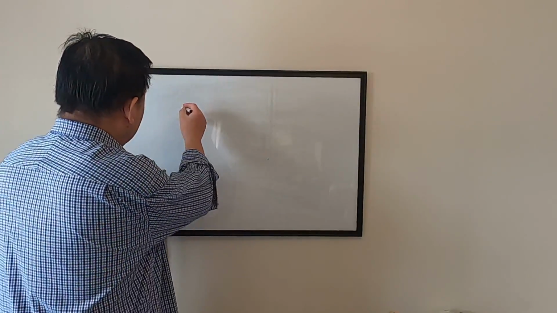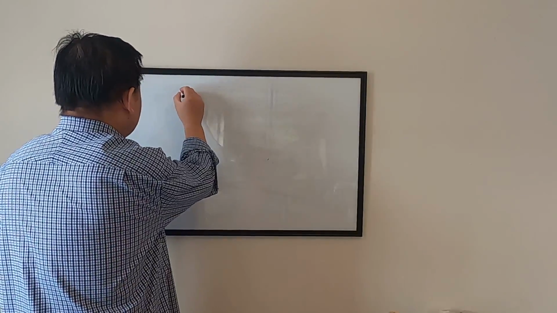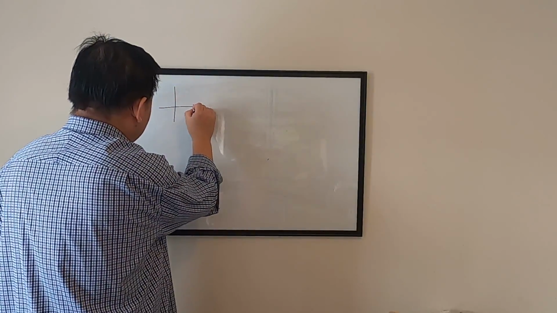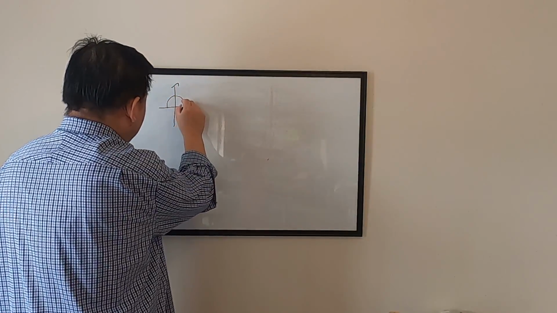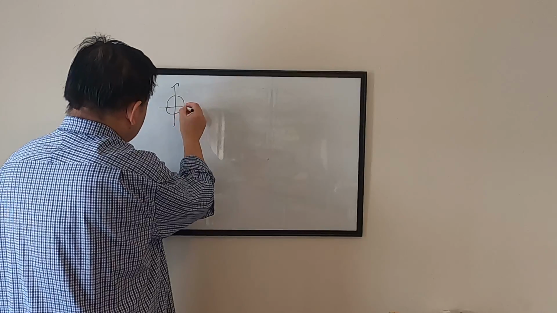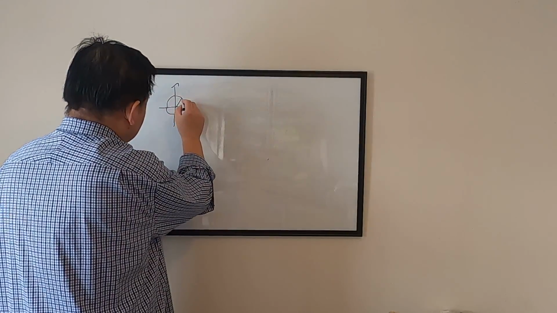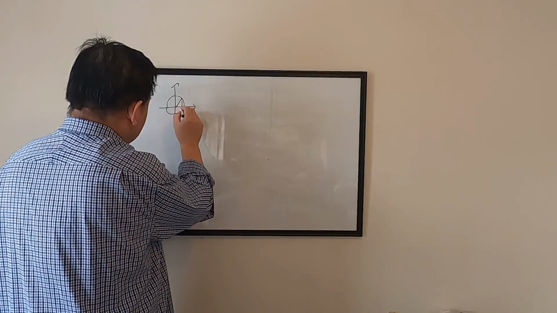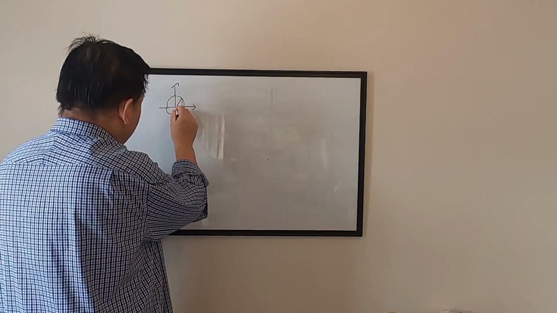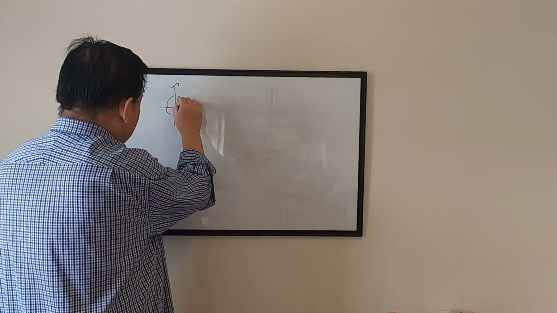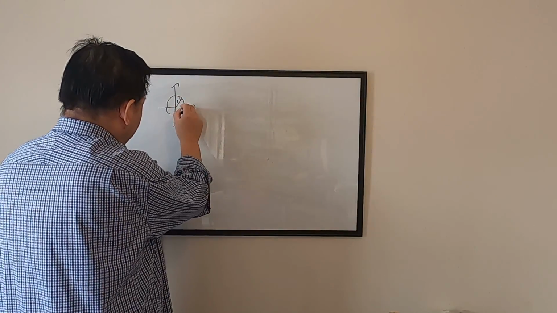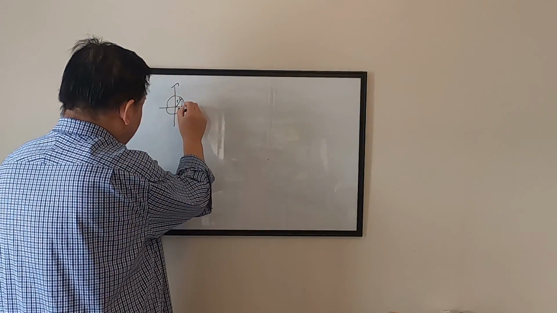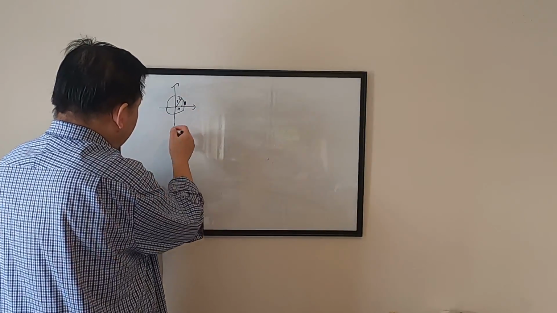Now we talk about the trigonometry function. This is a unit circle. Unit circle means the radius is 1. So this one is x and this one is y.